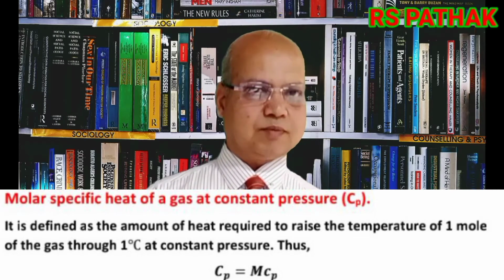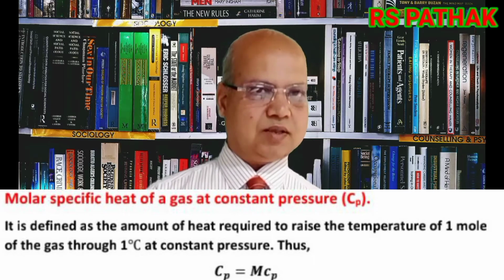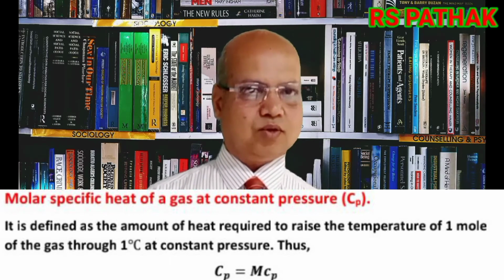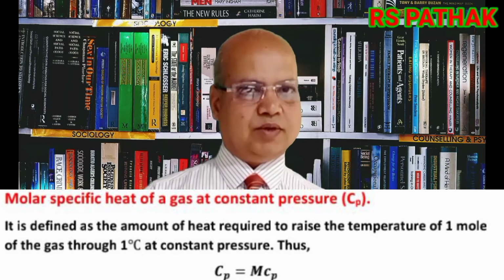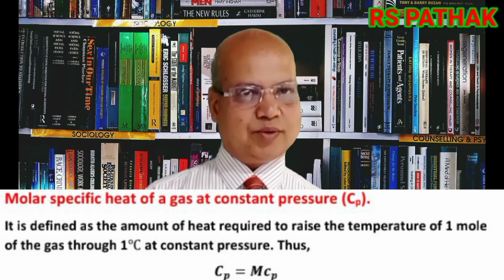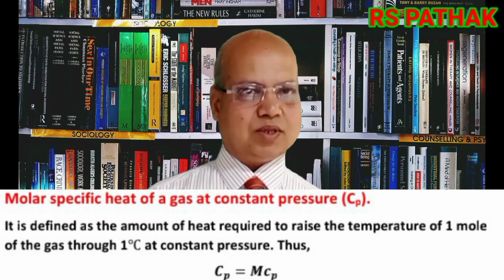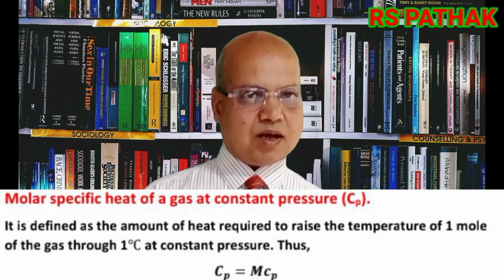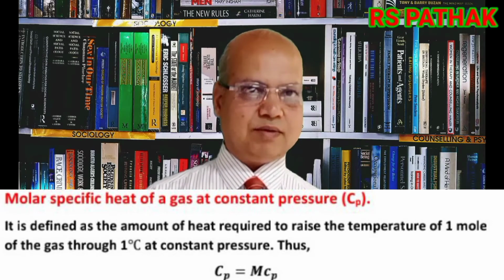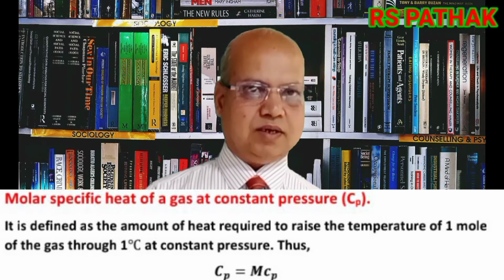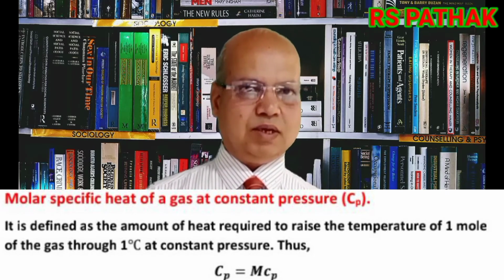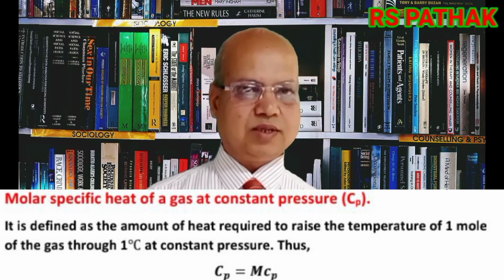In a similar way, if 1 mole is written, that will be capital Cv, and if 1 gram is written, that will be small cv. Then molar specific heat of a gas at constant pressure, capital Cp, is defined as the amount of heat required to raise the temperature of 1 mole of the gas through 1 degree centigrade at constant pressure. And it will be capital Cp equal to capital M into small cp.